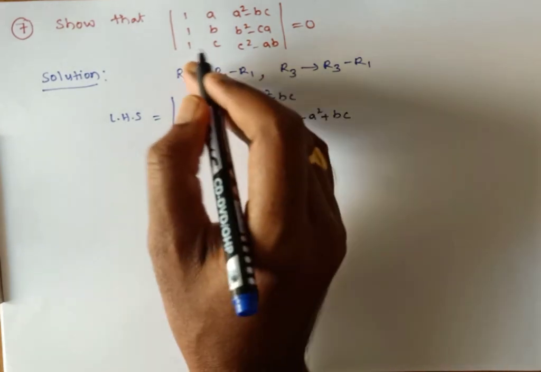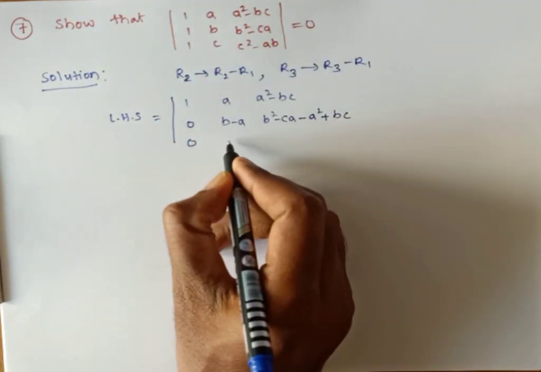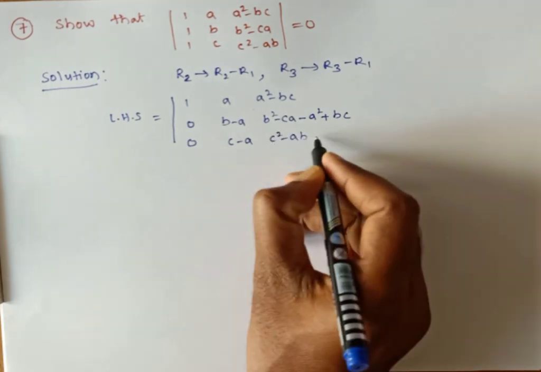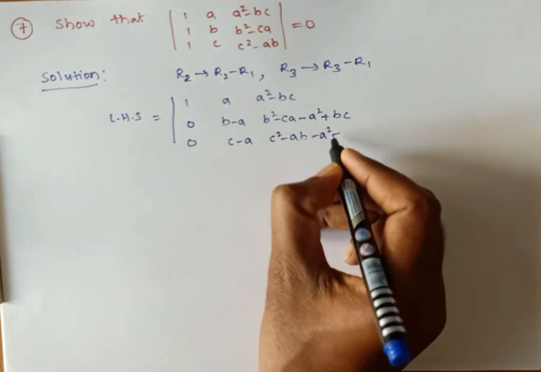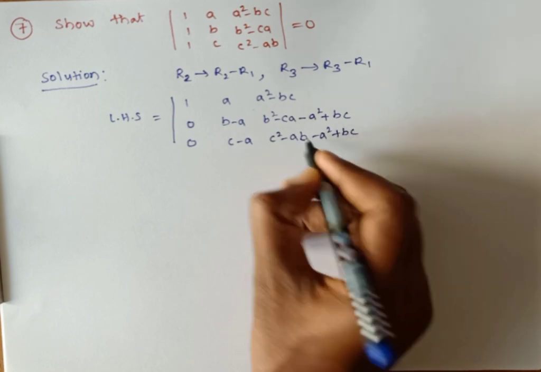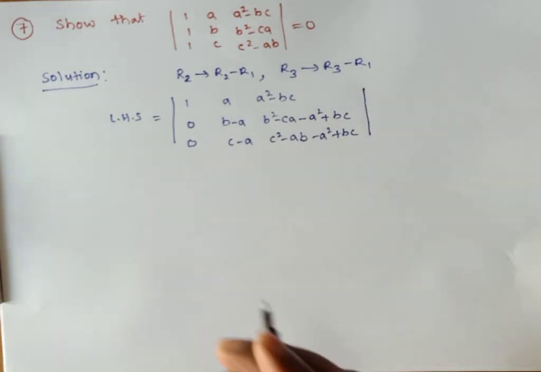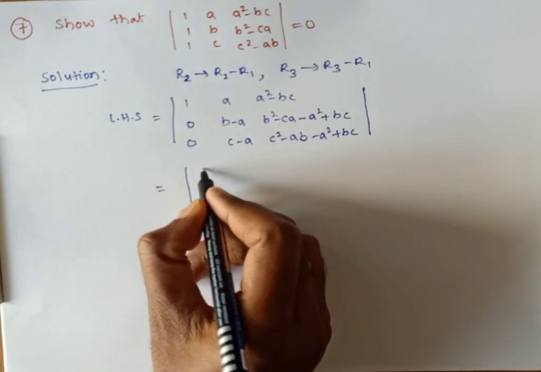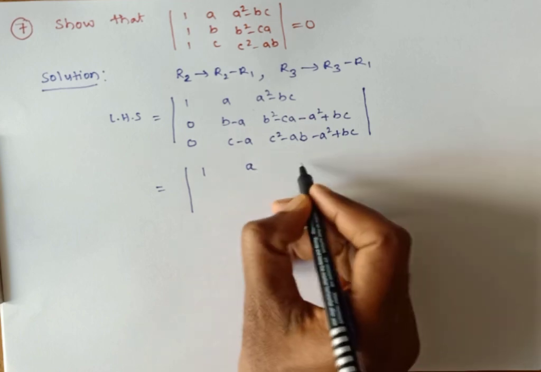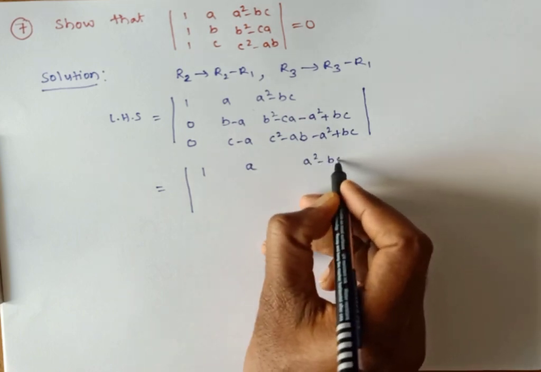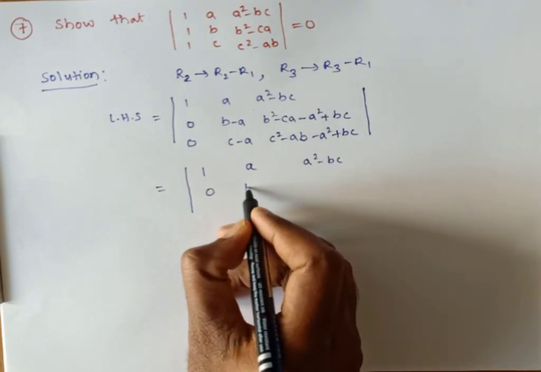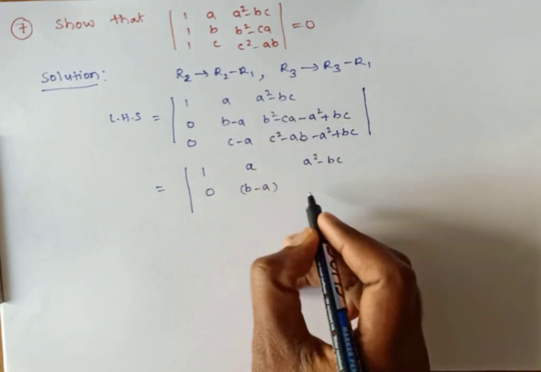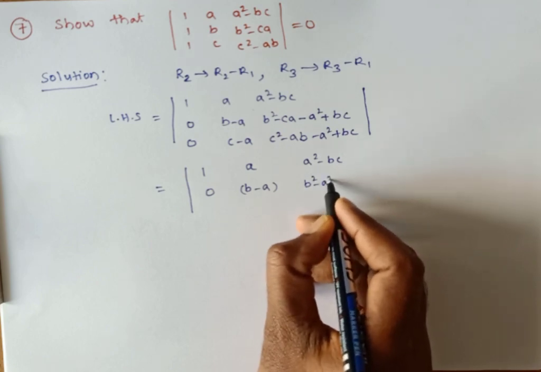Next row 3 minus row 1: 0, it is c minus a, next c square minus ab minus a square plus bc. Right. Now this is 1, a square minus bc, 0, it is b minus a, and we can write this as b square minus a square.